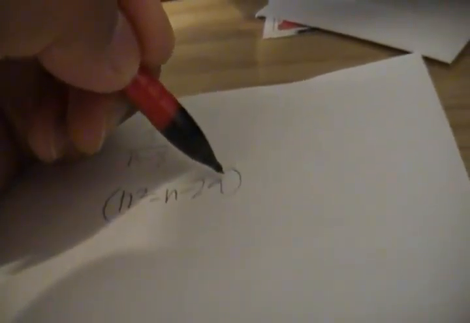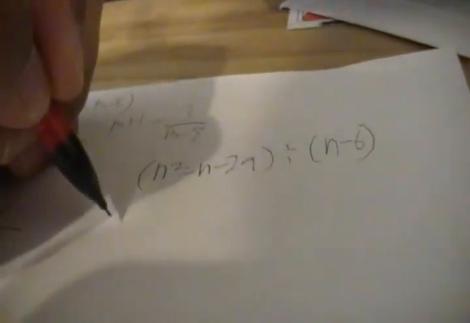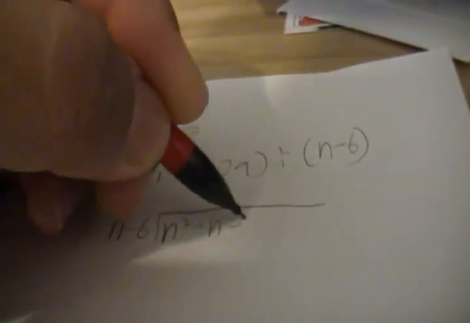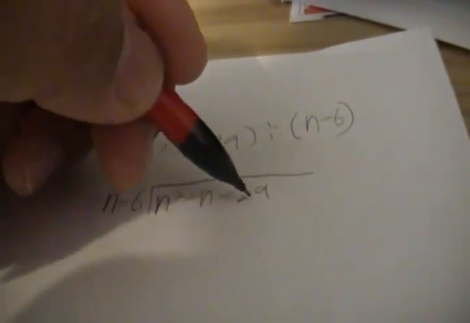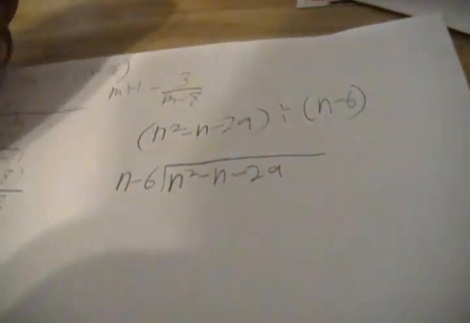Let's try another one. Let's try n squared minus n minus 29, divided by n minus 6. So if we do long division, it's going to be this: n squared minus n minus 29, divided by n minus 6.